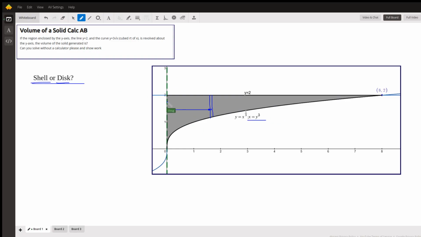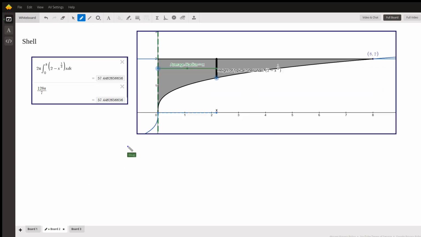If we're going to use the disk method, then we need the outer radius, which is the distance from the axis of revolution to a point at the outer edge. And that would be the outer radius. The inner radius is 0 because the axis of revolution is on the boundary. So here's what that looks like.